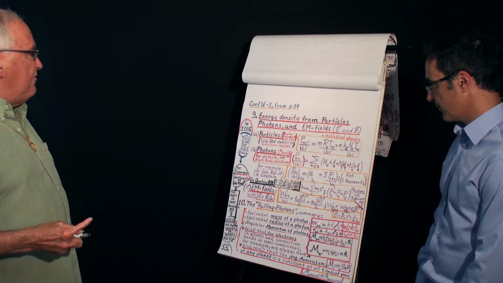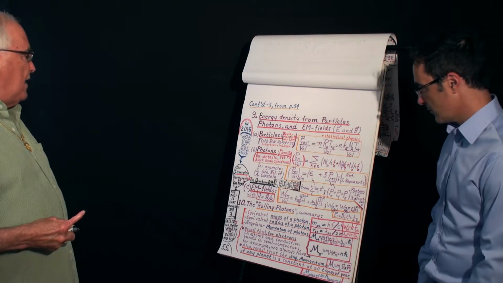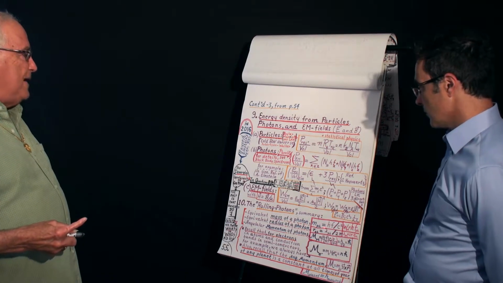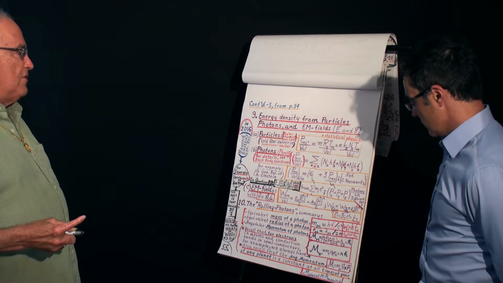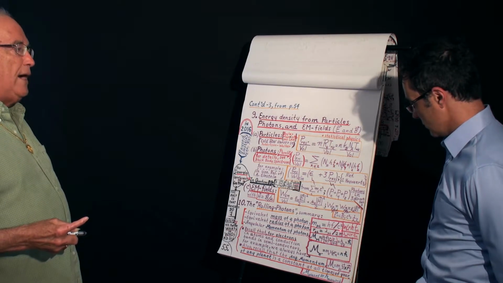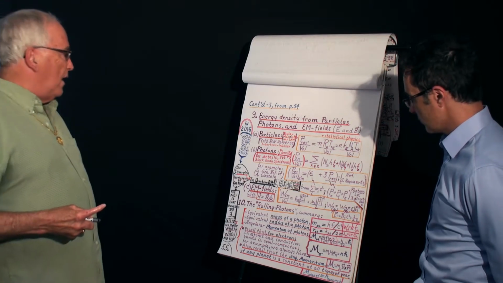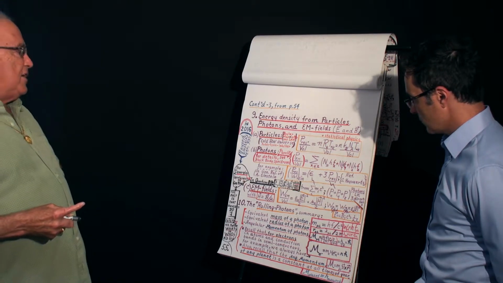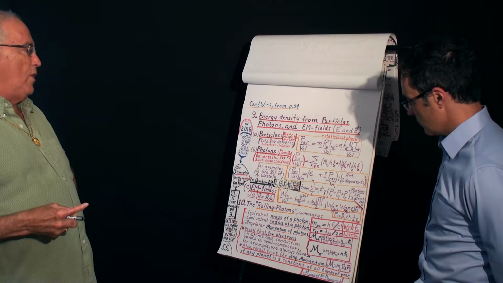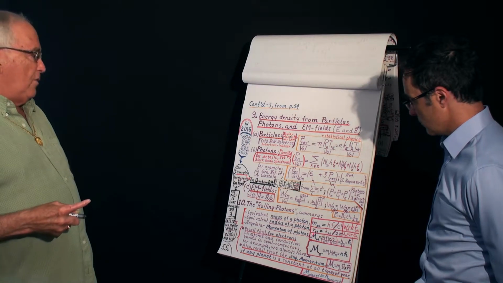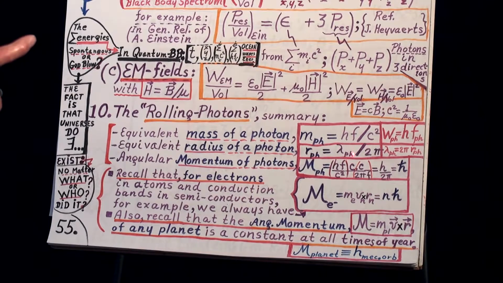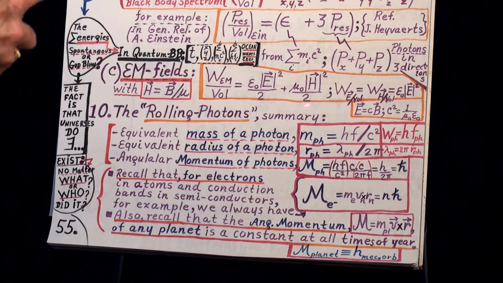Now the rolling photon summary. Equivalent mass of a photon, I mentioned it, it's the energy of the photon divided by c squared. Simply m photon equals E over c squared, okay? Equivalent radius of a photon, I've never seen anywhere, but I decided that the equivalent radius of a photon would be its wavelength divided by 2 pi, because it's rolling, okay?